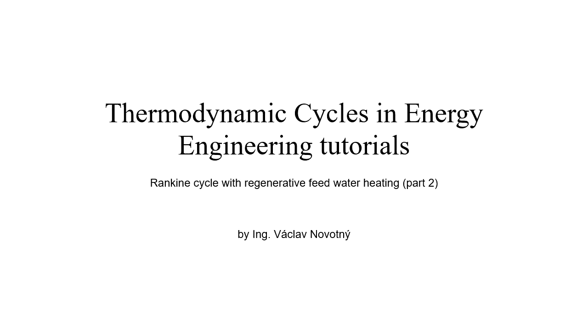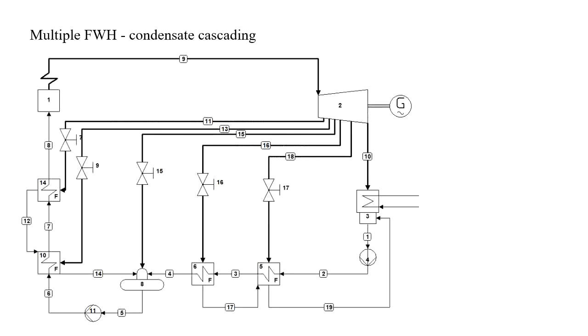This is the second part of the tutorial for Rankine cycle with regenerative feedwater heating. After setting out the methodology in the first video, here we will calculate a more sophisticated configuration of the cycle where we have 5 feedwater heaters. One open as the Deaerator and 4 of them closed.